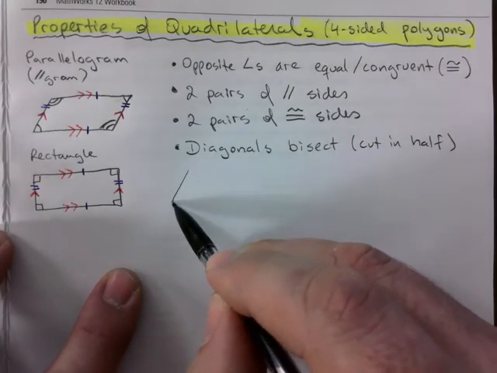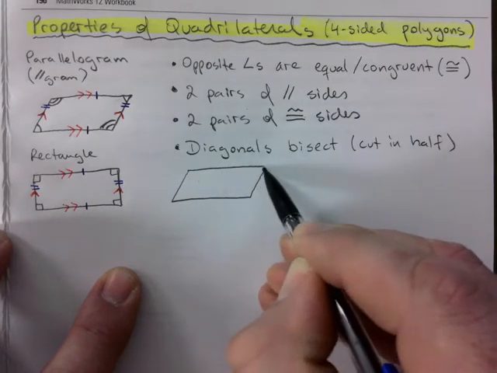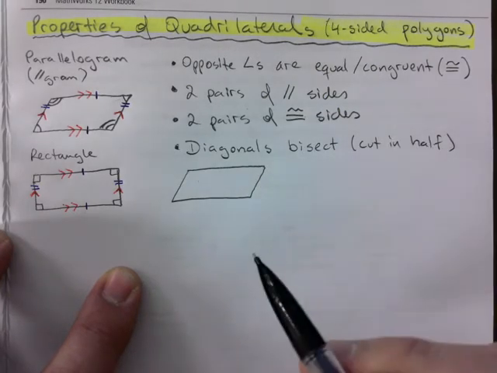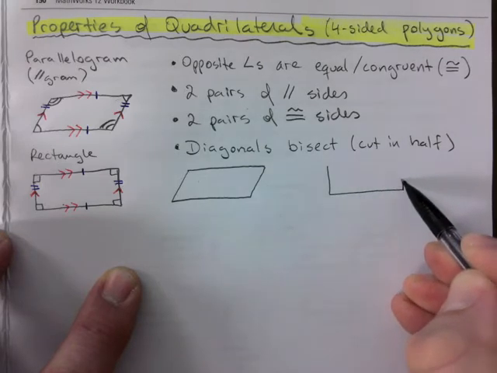Anyways, so do this here real quick. We're going to focus in on the diagonals. So this is your parallelogram, and this is your rectangle.